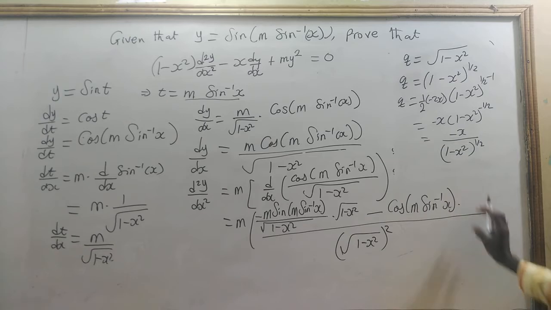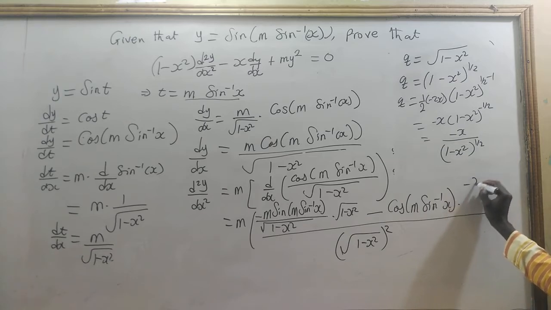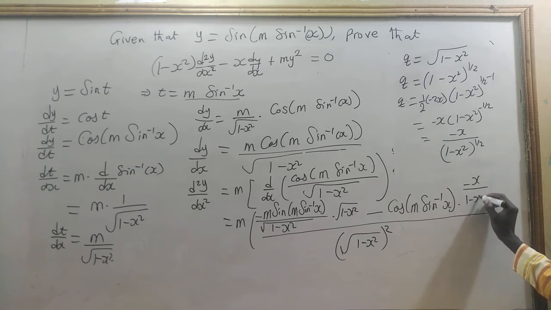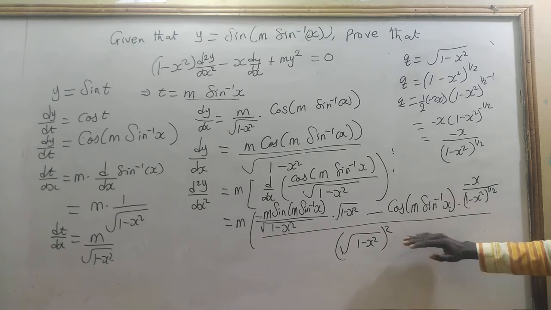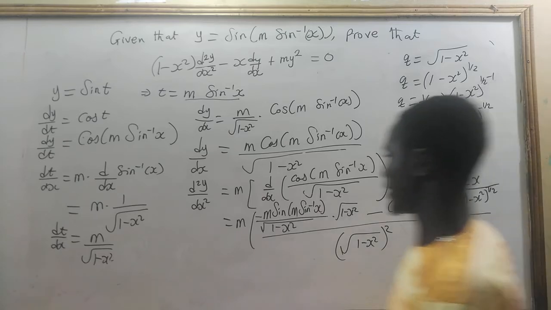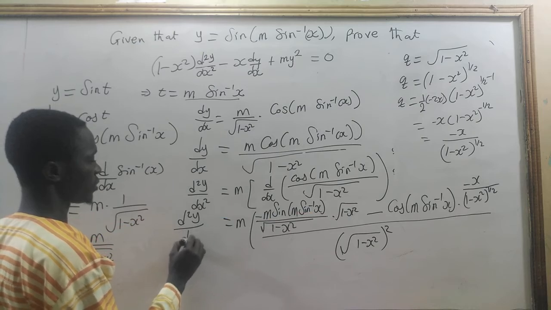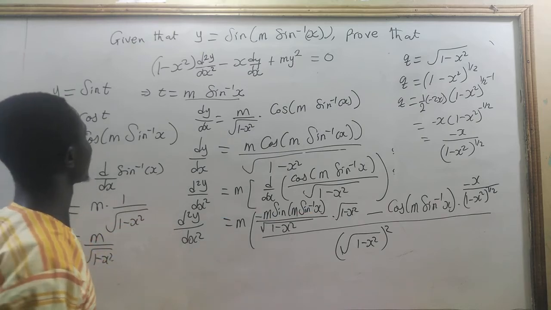So we multiply here by minus x divided by 1 minus x squared to the power half. Very, very simple as that. So how do we simplify this? And here is d²y on dx squared. Now let's clean some part of the board.